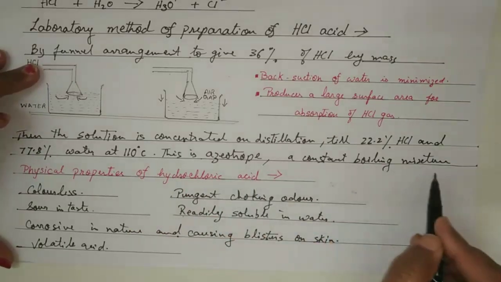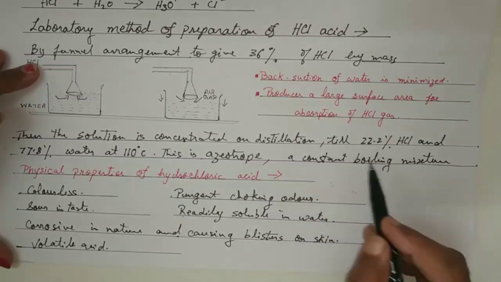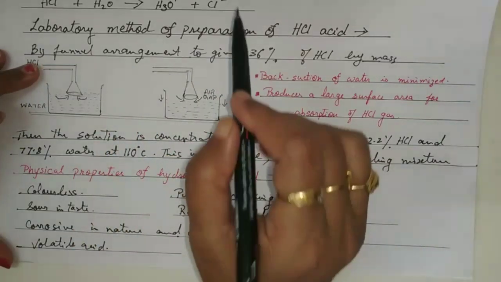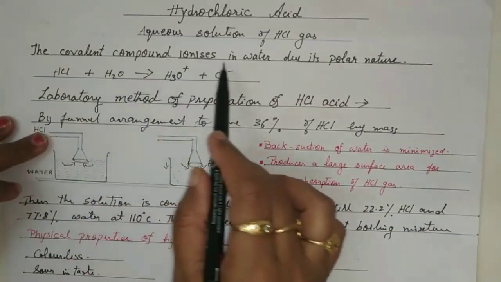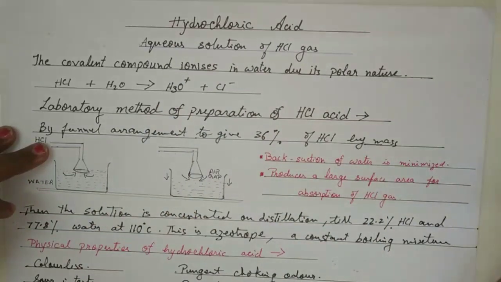So a constant boiling mixture. About its concentration, about the laboratory method of preparing, about its nature, covalent compound, how it can convert into hydrochloric acid, the equation, and so on.